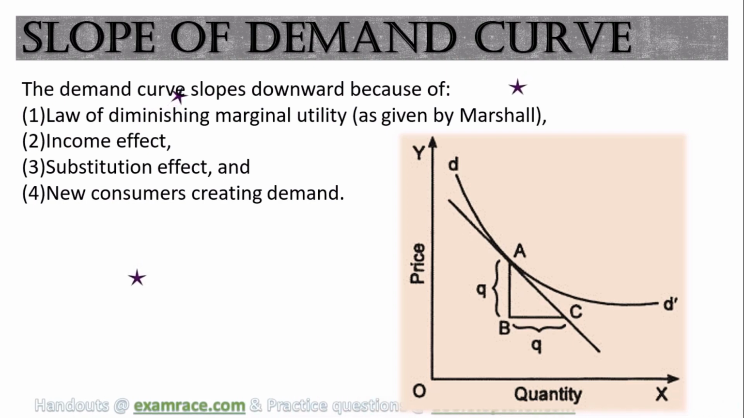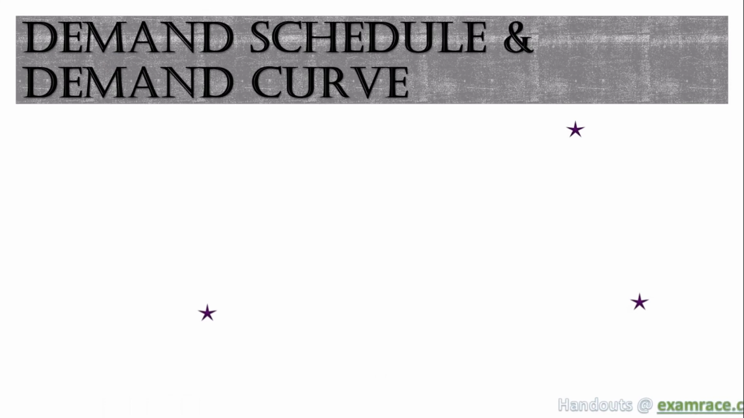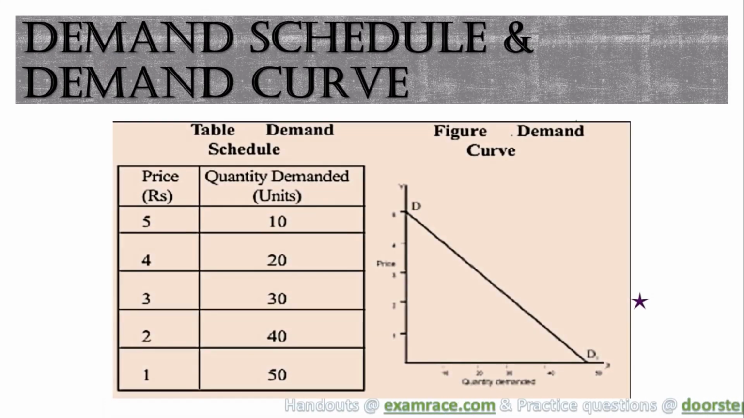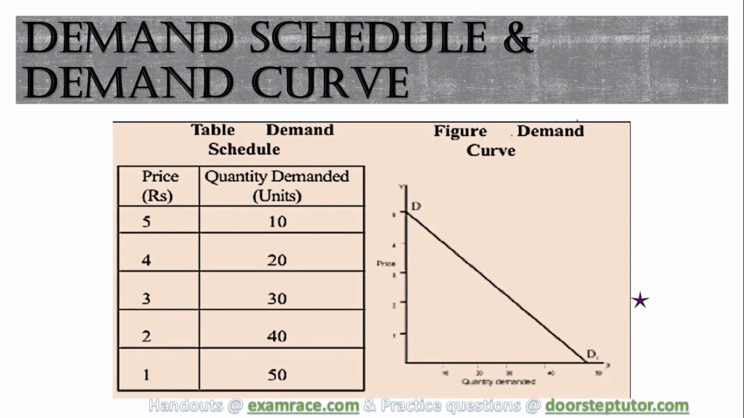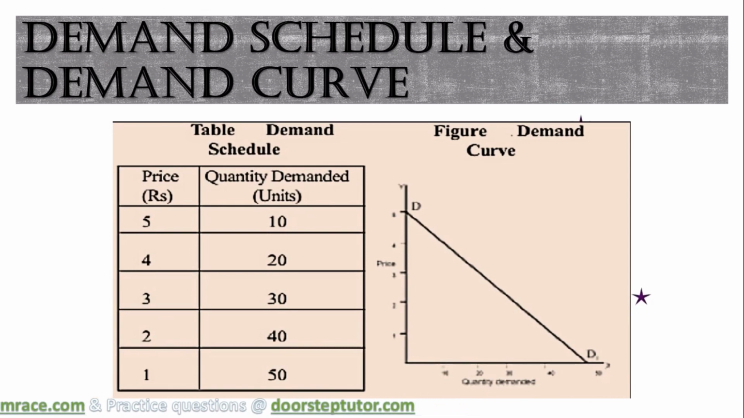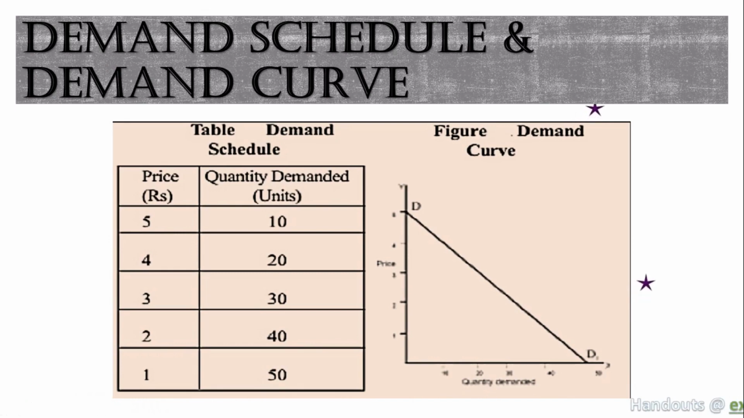Moving on to the next part, which is demand schedule and demand curve. Demand schedule is a tabular representation showing the different quantities of a good that buyers of the good are willing to buy at different prices during a given period of time. And the demand curve is the graphical representation of demand function.